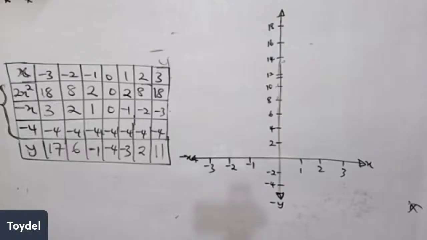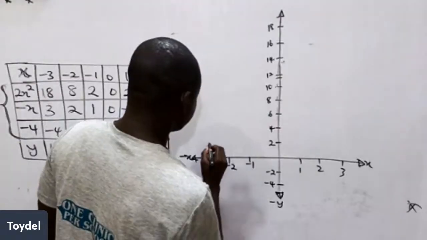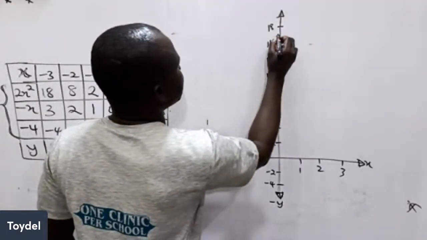Then we now input the values. When x is -3, what is y? 17. When x is -3, you trace it to where y is 17.